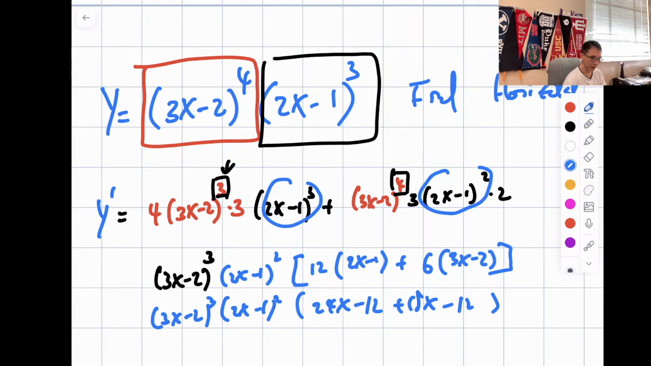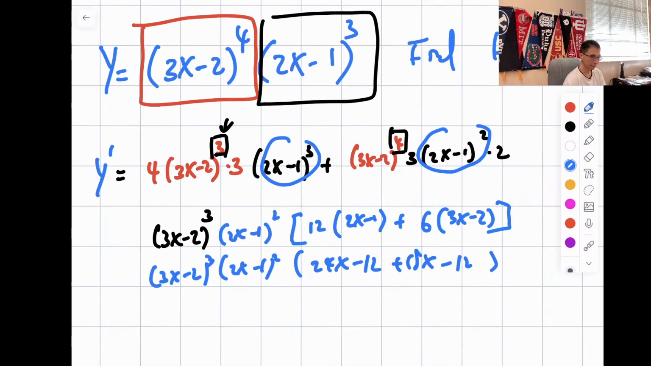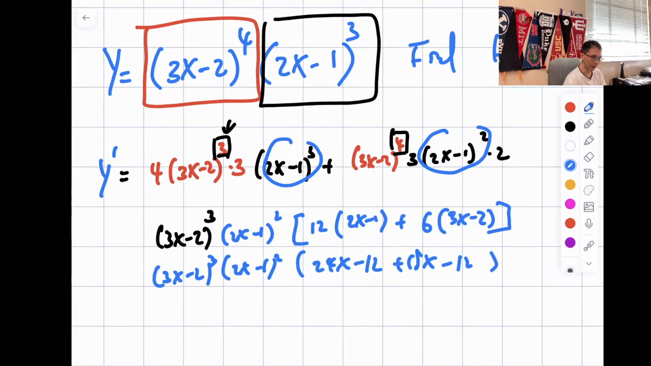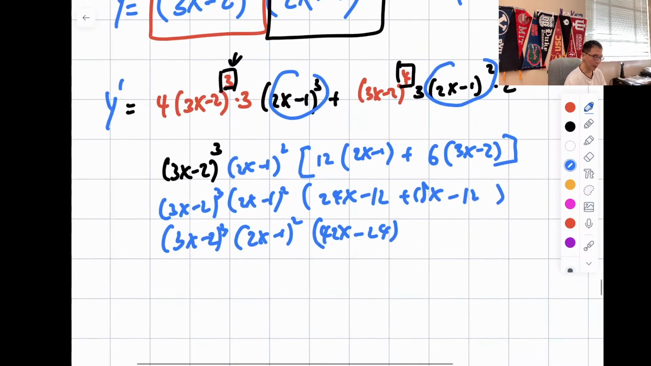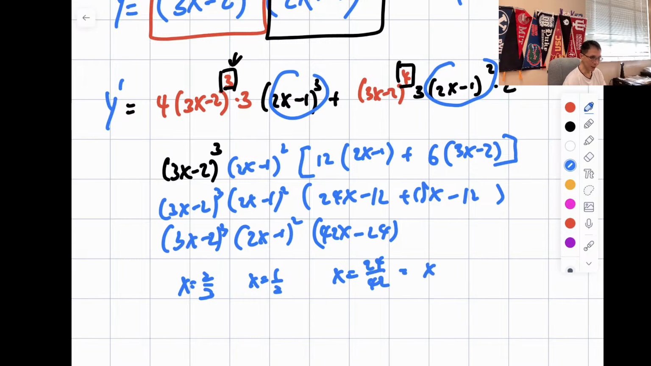Is that okay? Well, you can simplify the right side, and that's gonna give you 42x minus 24 times 2x minus 1 squared times 3x minus 2 to the third. Now you got x equal to 2 over 3, x equal to 1/2, that's a horizontal tangent, and x equal to 24 over 42, which is x equal to 4 over... 6 over 7. No, it's not. It's not divided by 4. That'd be 12 over 21. Which is divisible by 3, so that'd be 4 over 7. 4 over 7. Thank you. I can't do my math.